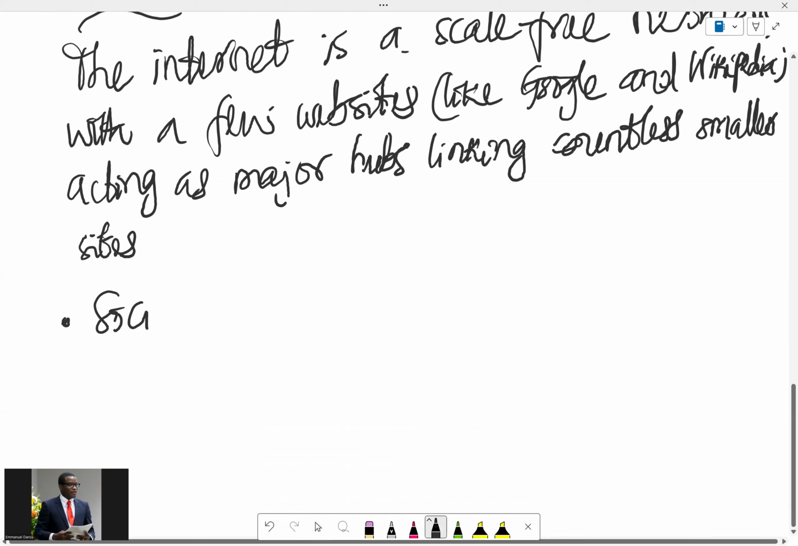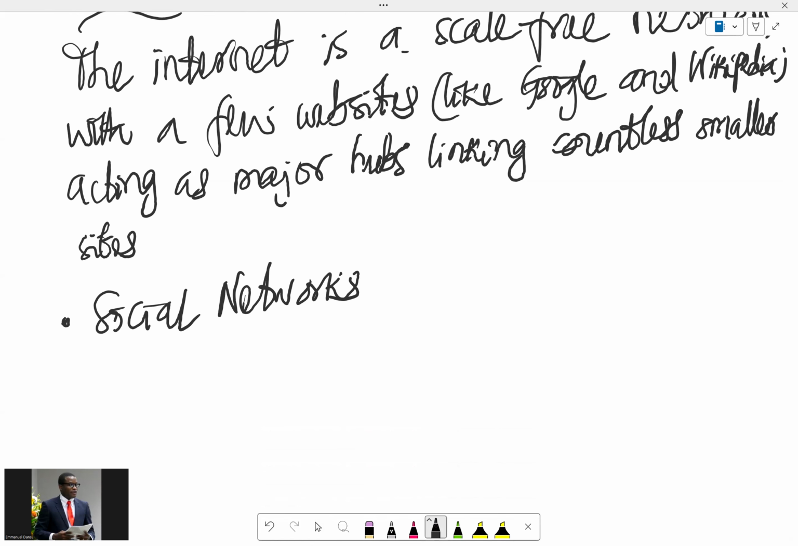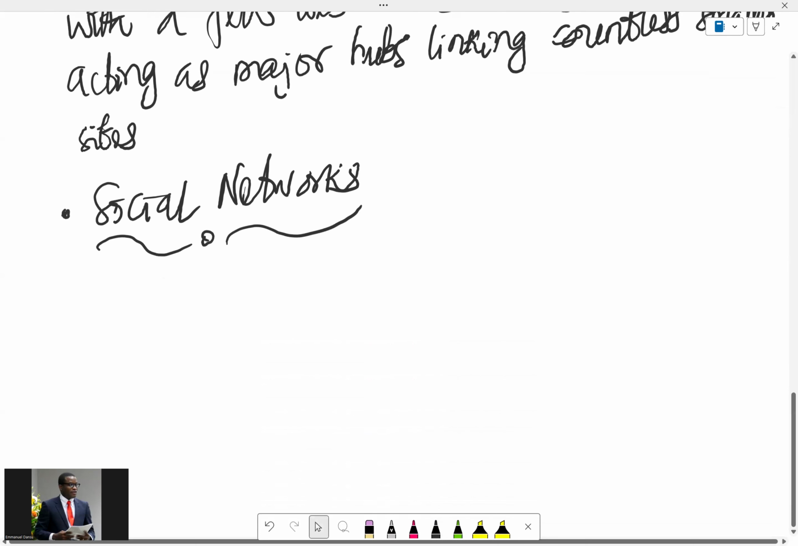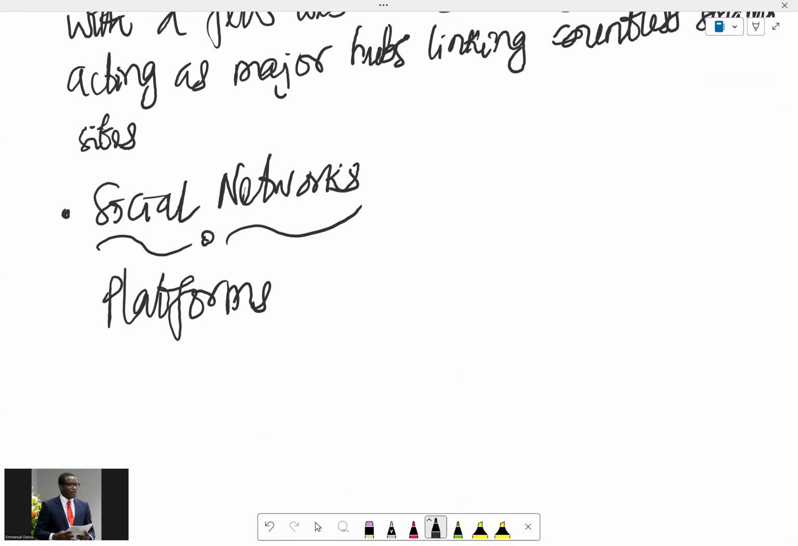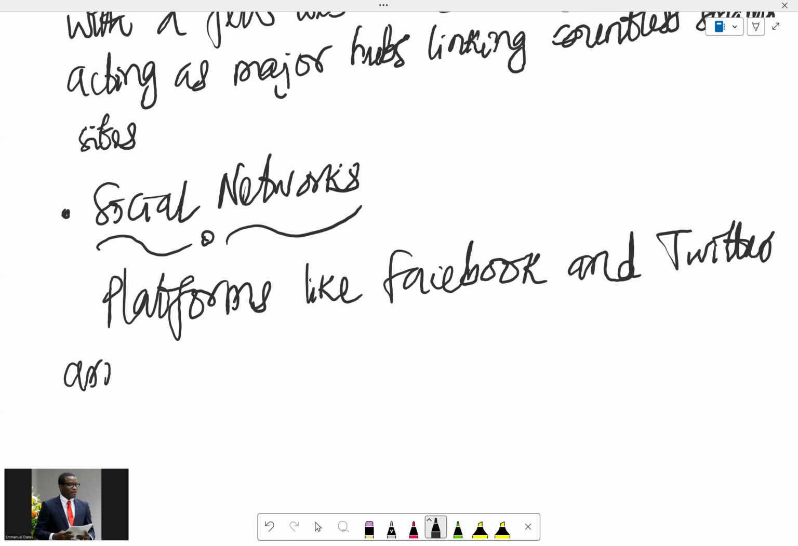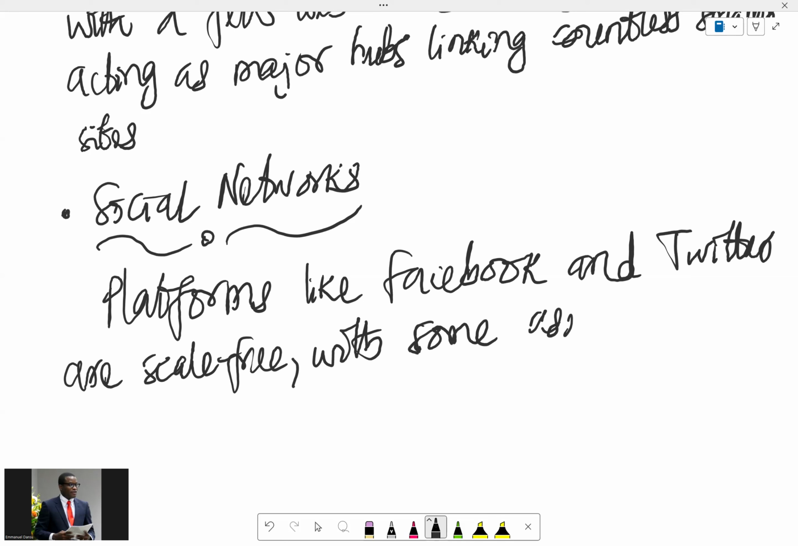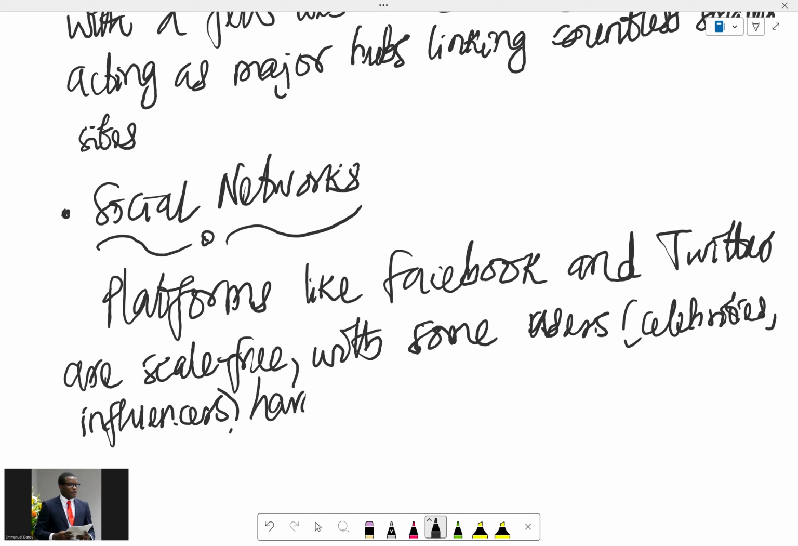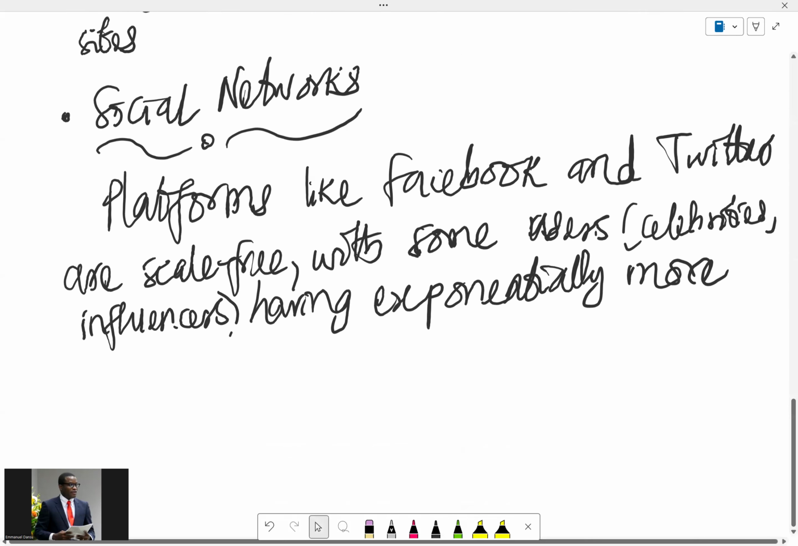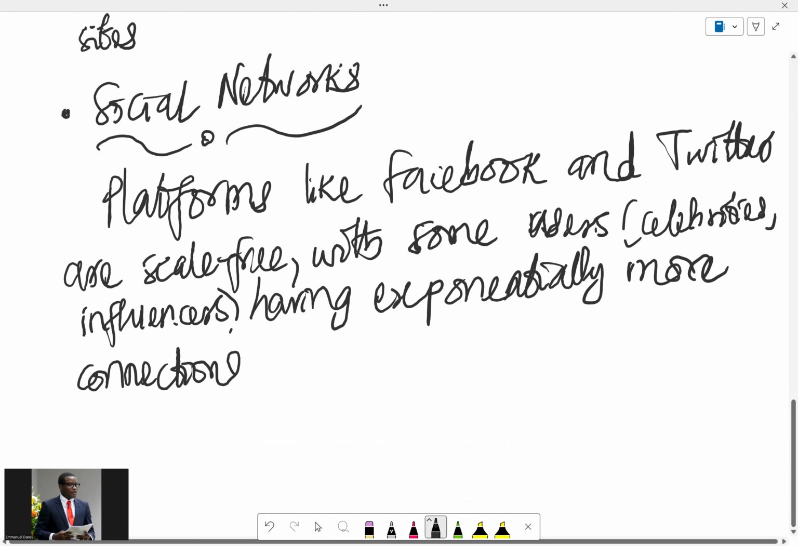Okay. Then we can also talk about social networks. I've been given that example a lot because I see a lot of parallels between social networks and the Barabasi model. So platforms like Facebook and Twitter are scale free, with some users, like I said before, better known as celebrities, or even influencers, having exponentially more connections than the average user.